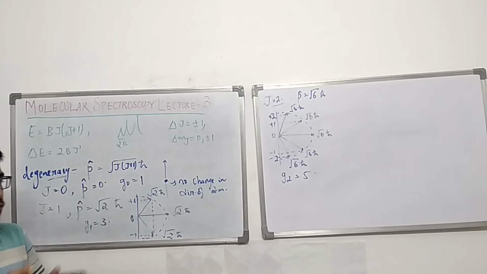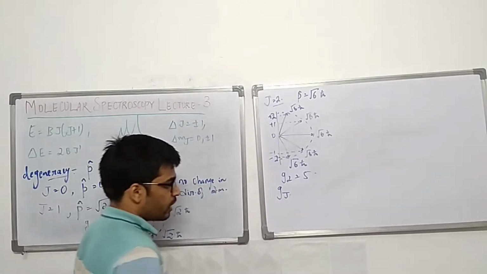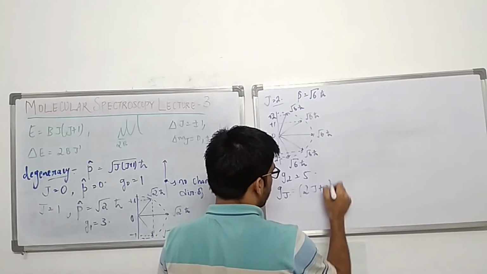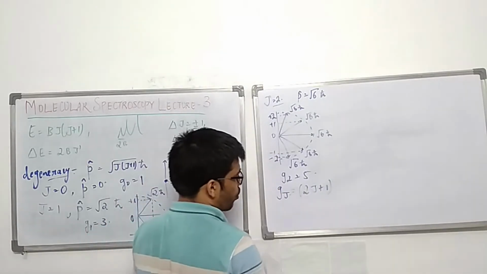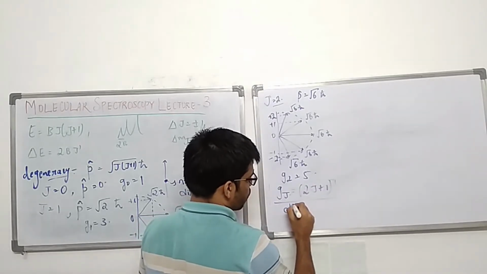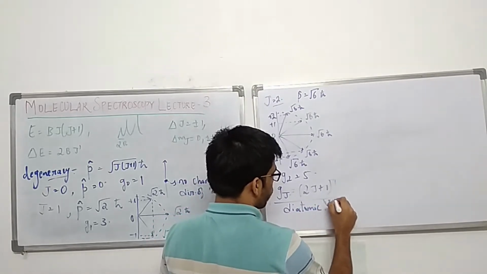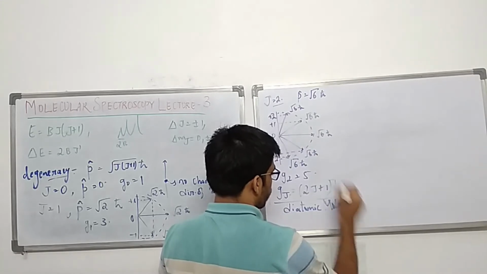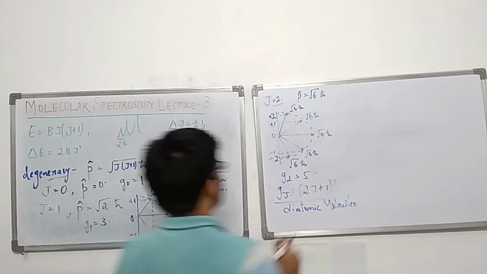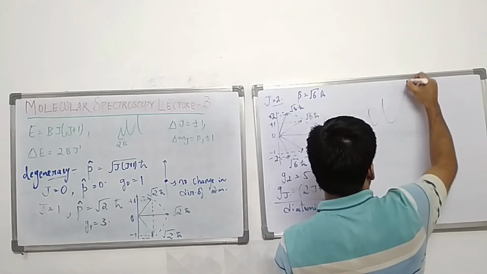Now let's try to devise a formula which relates the rotational quantum number with degeneracy. So that would come to be 2J plus 1, where J is the rotational quantum number. And this is the formula for the degeneracy of rotational states for diatomic molecules. Okay. But why is degeneracy important? If you remember, in the last lecture, I had drawn a rotational spectra which looked something like this.